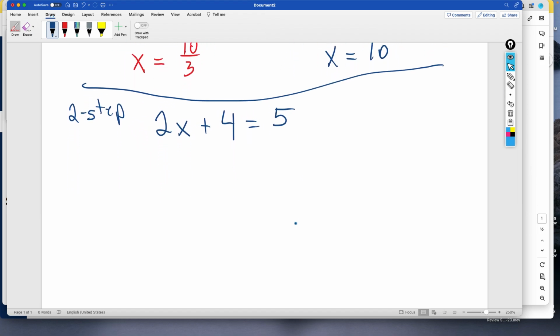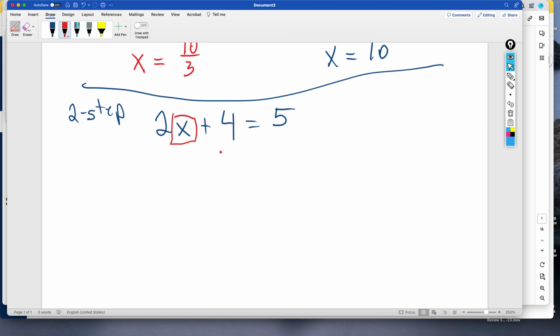So we've got 2x plus 4 equals 5. What would you think would be the first step we'd need to do? Subtract. Good. So subtract the 4, because we're focusing and trying to get the x by itself. Good. And we want to do the opposite to the 4.